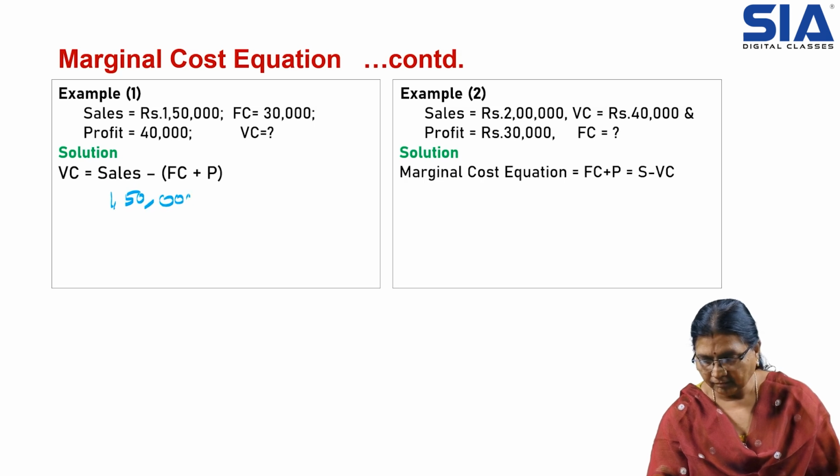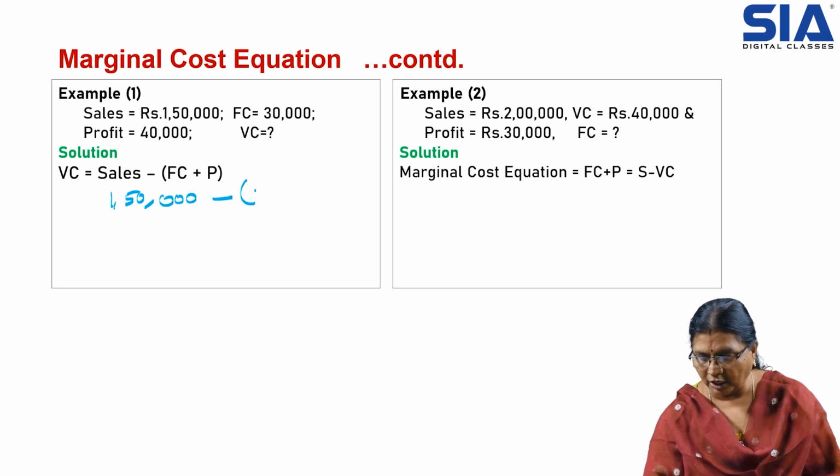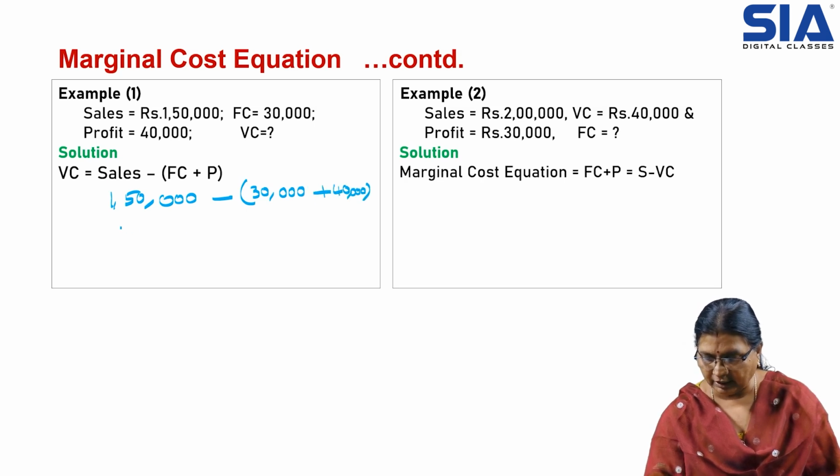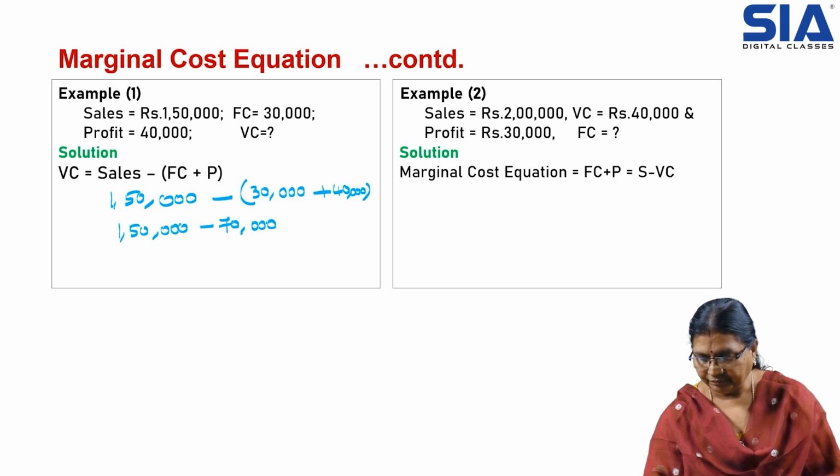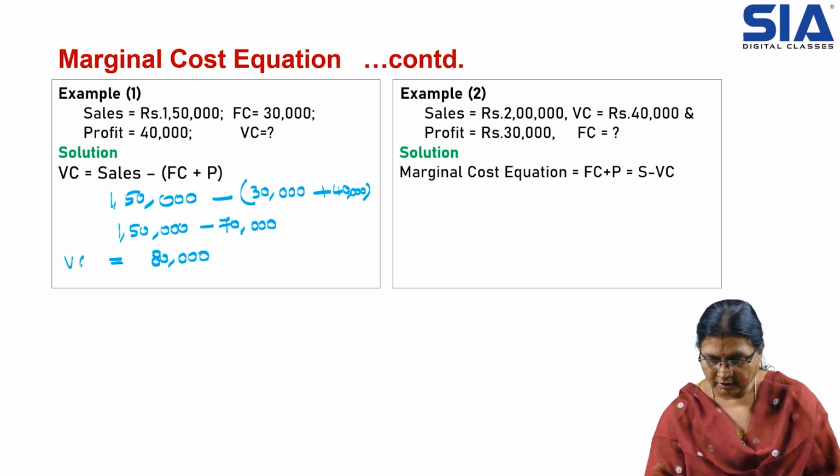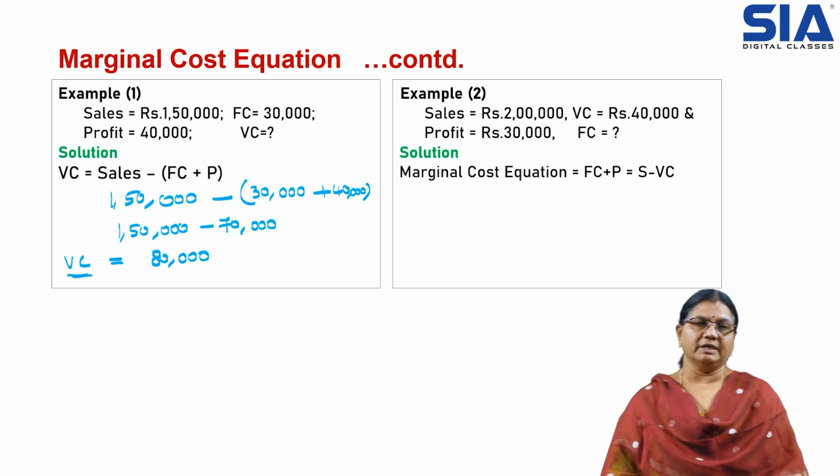1,50,000 minus fixed cost is 30,000. Then plus profit is 40,000, which is equal to 1,50,000 minus 70,000, which is equal to 80,000. So our variable cost is 80,000.